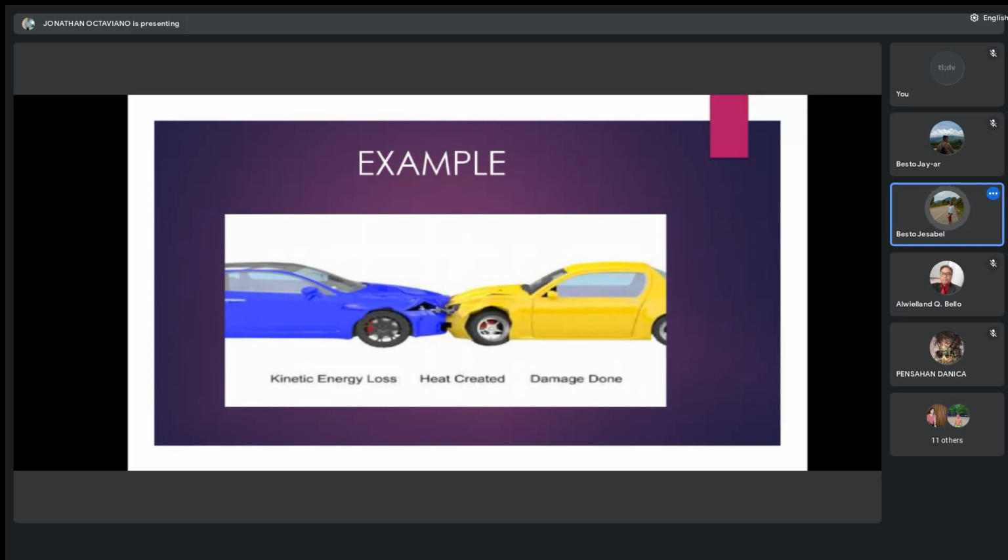So the example of inelastic collision is kanang kung magbangga ang kanang example madisgrasya, magbangga ang two objects. So that's all, sir.